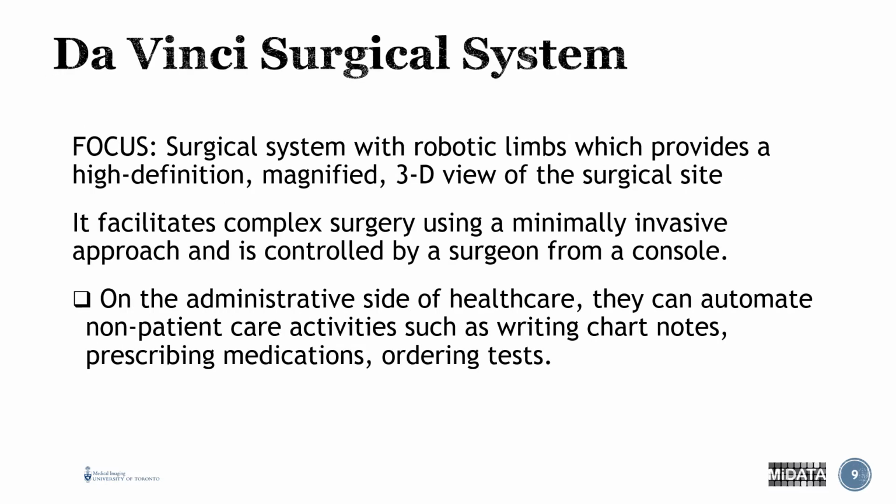So carrying on with this surgical example, there's the Da Vinci surgical system with robotic limbs, which can provide a high definition, magnified 3D view of the surgical site. So this is an assistive surgical device, which is controlled remotely by a surgeon from a console. Now, this is, to continue the example of precision for surgical instrument.